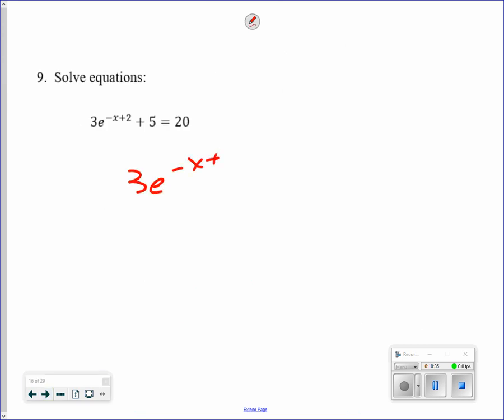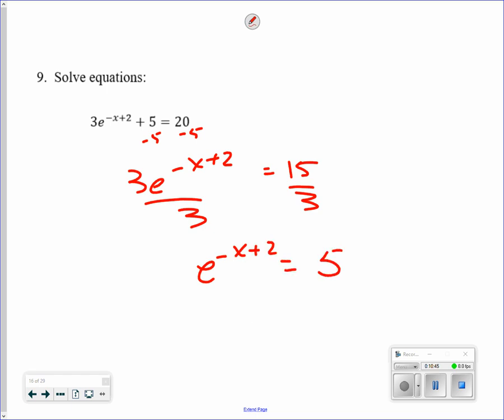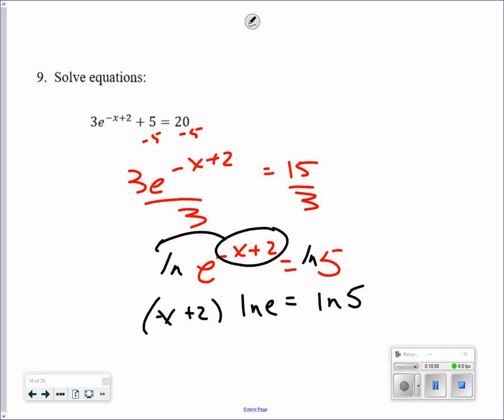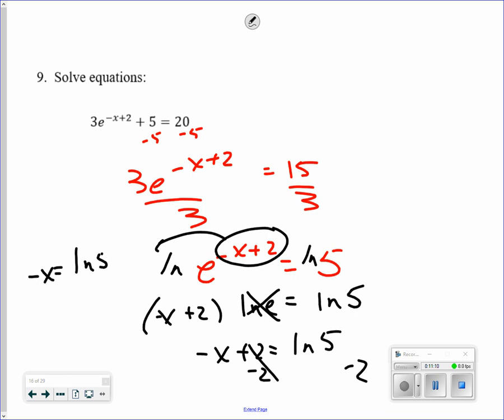Isolate. So I can subtract 5 from both sides. I can divide both sides by 3. Now, instead of taking the log of both sides, I'm actually going to take the natural log of both sides. This still goes out in front. So the rules that we still use when using logarithms, we'll still use doing natural logarithms. The natural log of e is just 1. So now, negative x plus 2 equals natural log of 5. Subtract 2. So negative x equals natural log of 5 minus 2.